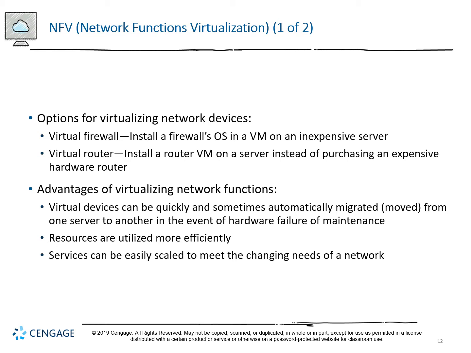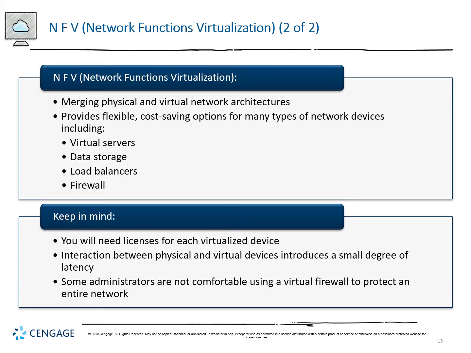Resources are also utilized much more efficiently. The hard disk for a virtual machine can be set up dynamically to where it expands or contracts and thereby provides elasticity, allowing it to use only the space that it needs rather than spinning up an entire disk. Services are also more easily scaled to meet the changing needs of the network. So NFV allows us to merge physical and virtual network architectures, lots of flexible cost-saving options for different types of network devices such as virtual servers, load balancers, data storage, and firewall protections.